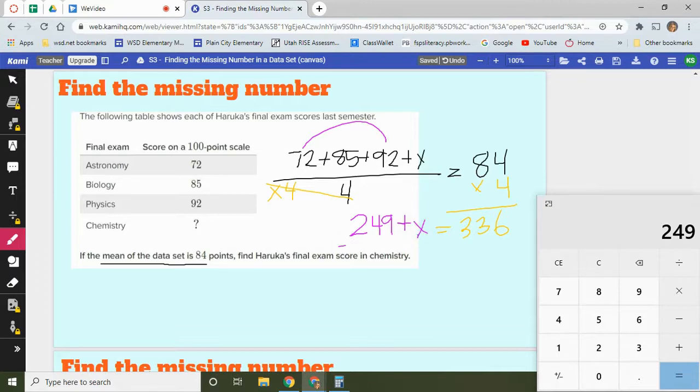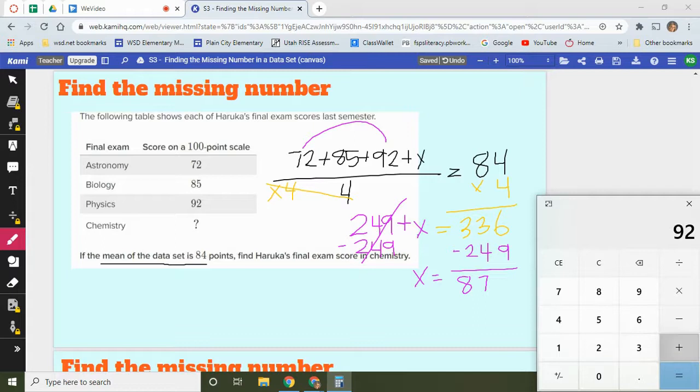So we have to subtract that 249 to get x by itself. Subtract 249 over here. 336 minus 249 gets us 87. Okay, let's check it. 72 plus 85 plus 92 plus 87 divided by 4 gets us a mean of 84.